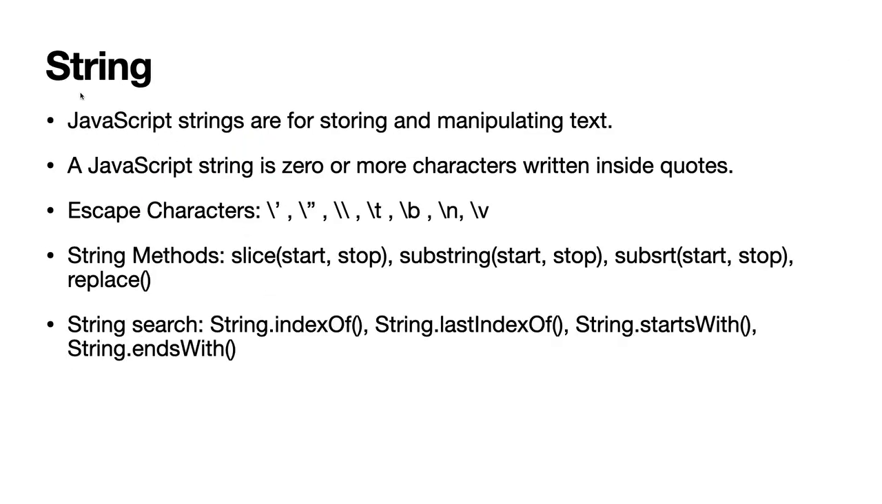So the next is about strings. JavaScript strings are for storing and manipulating text. So you can have any text like alphabets, numbers, or any special characters. A JavaScript string is 0 or more characters written inside quotes. We do have something called escape characters, like a backslash and a single quote, a double quote, a double backslash, or a backslash and a t.